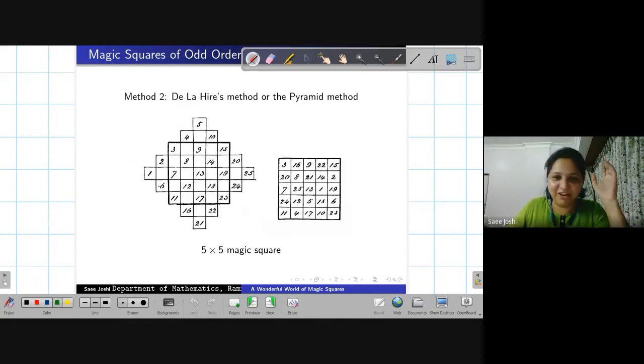This is a 5 by 5 magic square. So this dark black square that you can see here is the original 5 by 5 square, and you make it into a pyramid. So this is 3 and this is 1. So on every side you are making it into a pyramid, and along the diagonal you go on writing numbers from 1 through 25. Okay, so this is 1, 2, 3, 4, 5, 6, 7, 8, 9, 10, 11, 12, 13, 14, 15, 16, 17, 18, 19, 20, 21, 22, 23, 24, and 25.